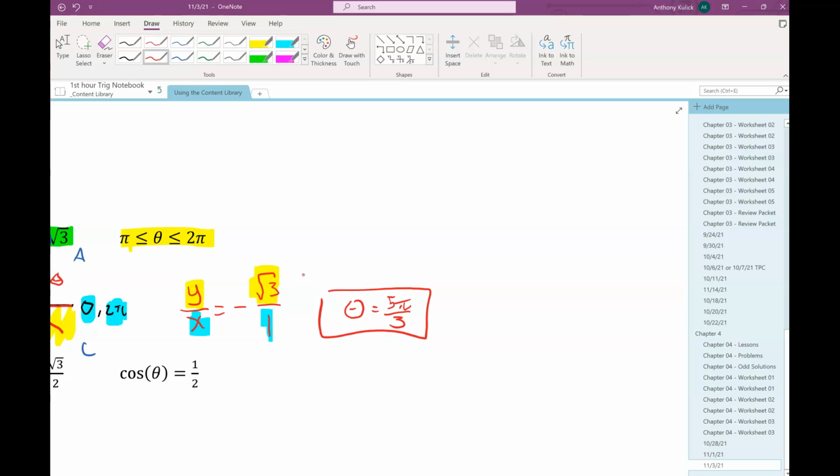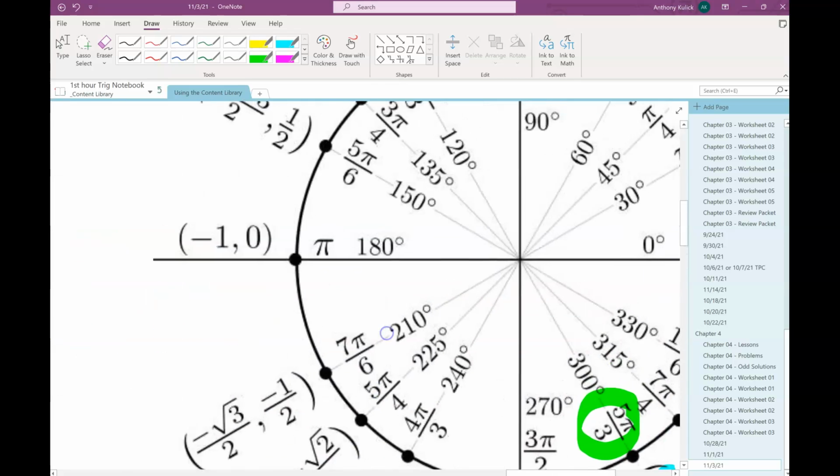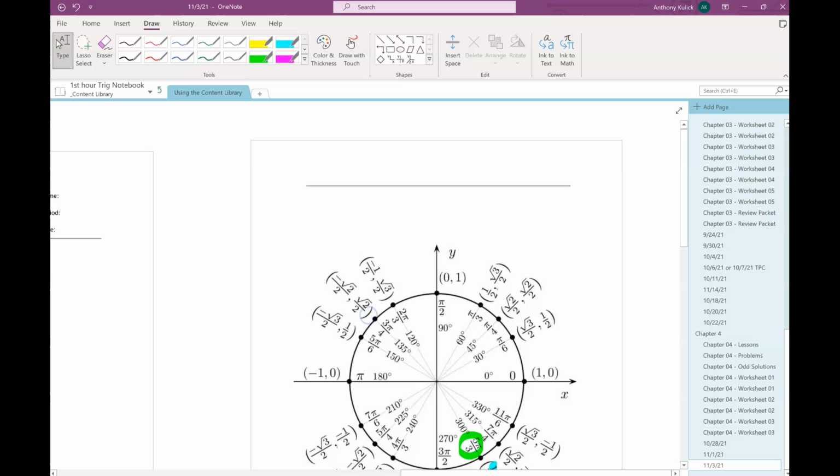Cosine and sine: cosine is just x, and sine is just y. On the unit circle, these points x, y are cosine theta, comma sine theta. So the x coordinate is cosine, the y coordinate is sine, and then tangent is y over x, so sine over cosine.